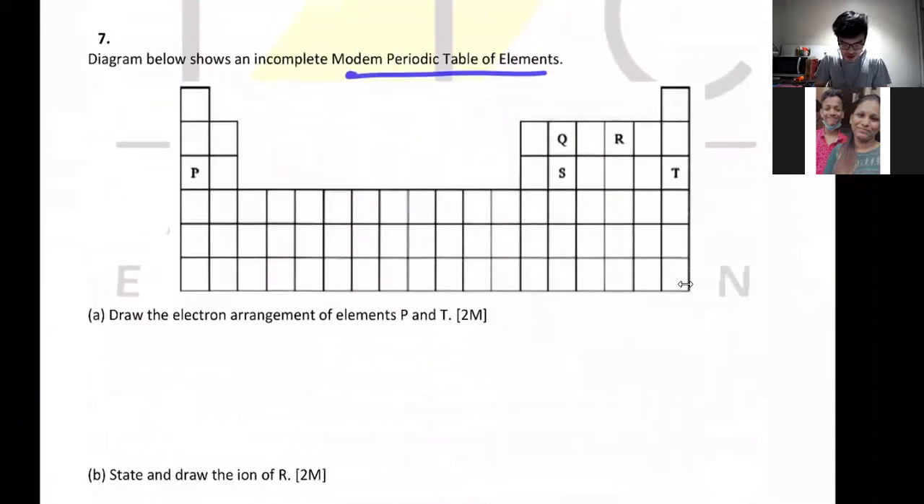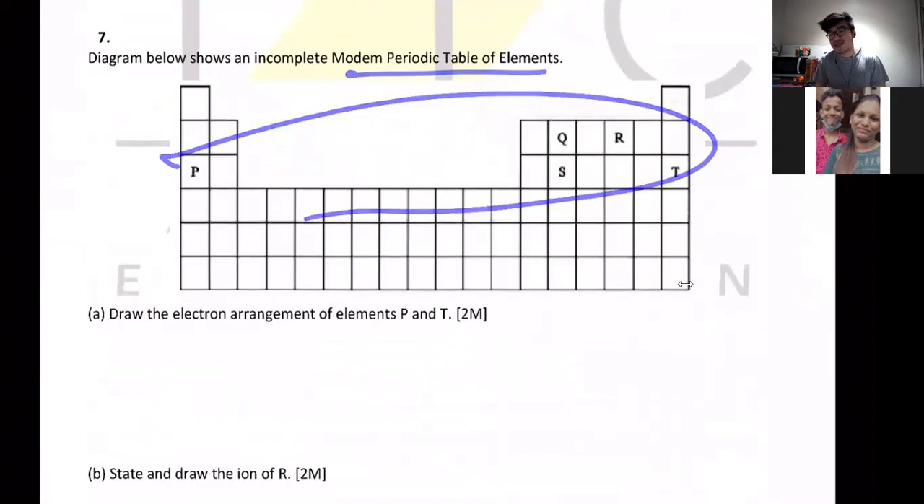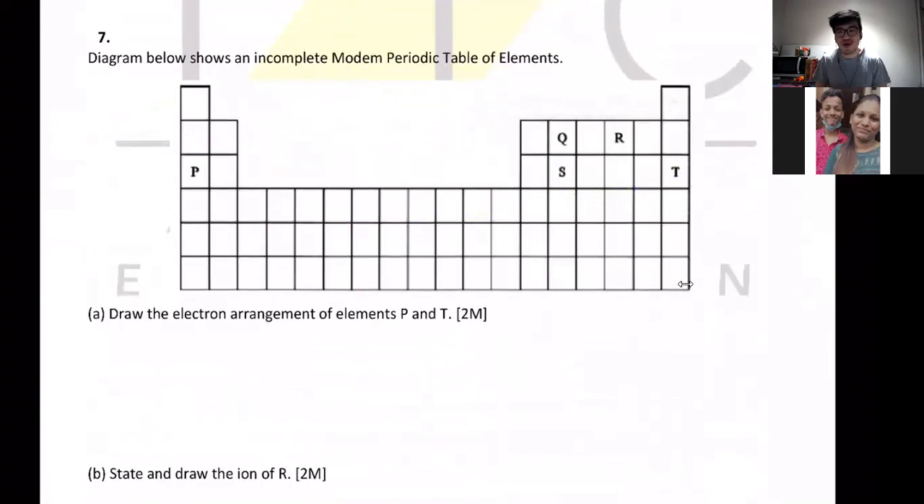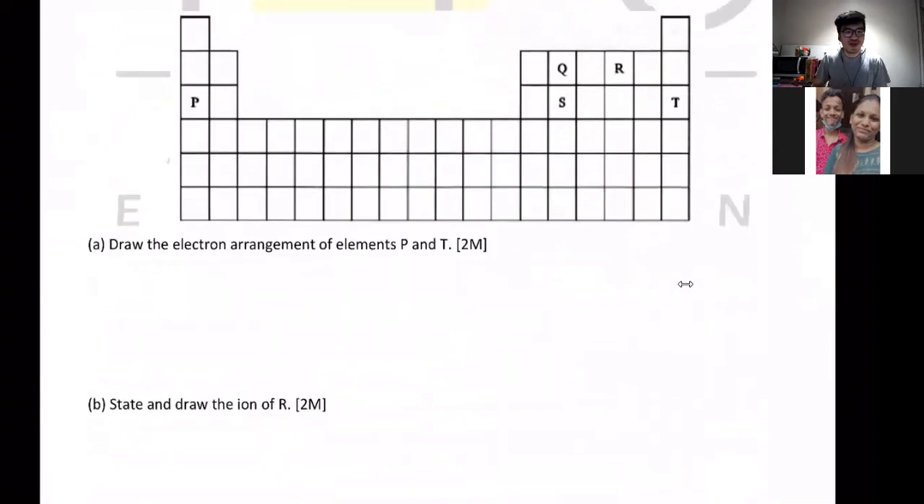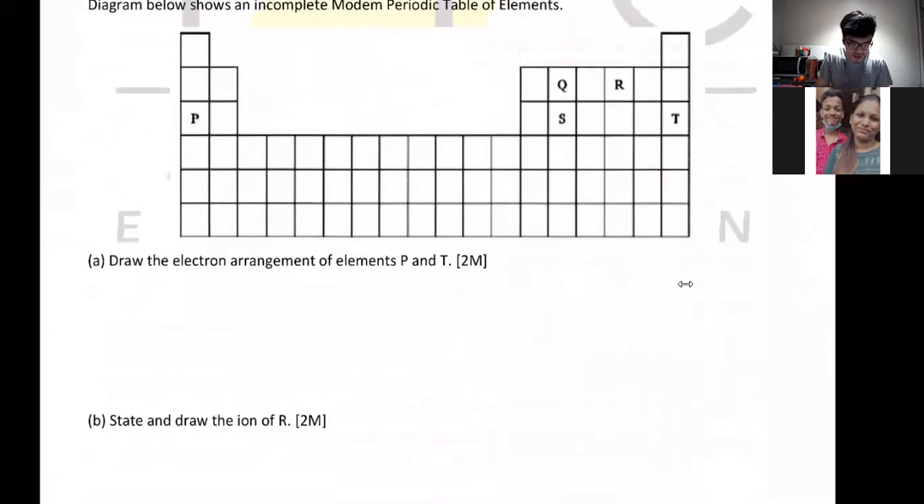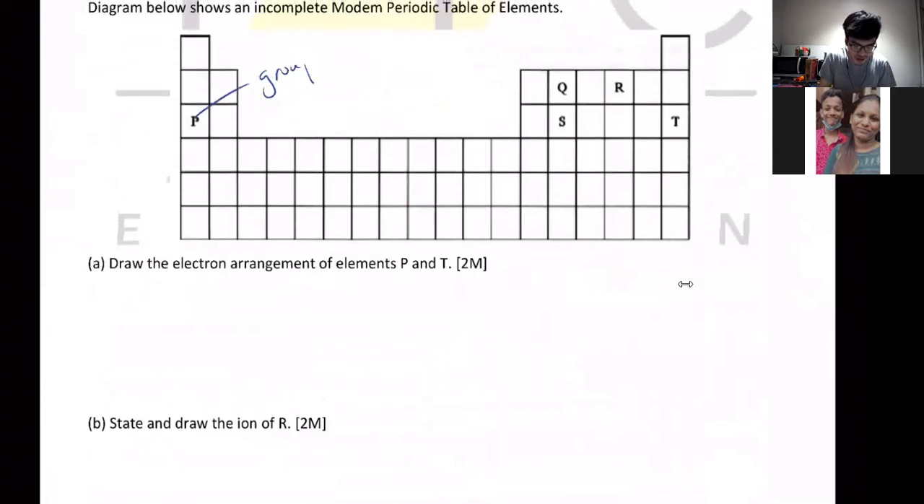Modern periodic table of elements. So PQRST, as you can see, the questions are more or less the same. Draw the electron arrangement for P and T. For P, you may say, sir, how do I know how many protons? Very easy. This is group 1, right? This is period 3, right?